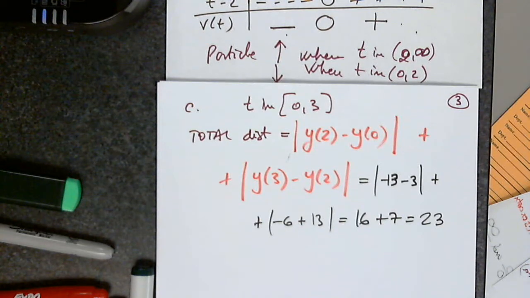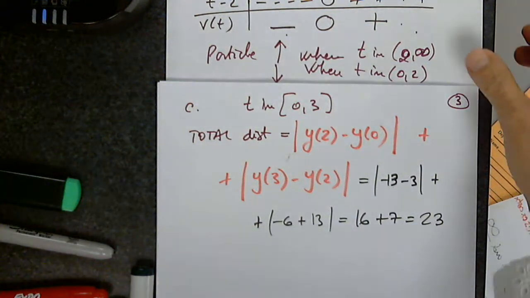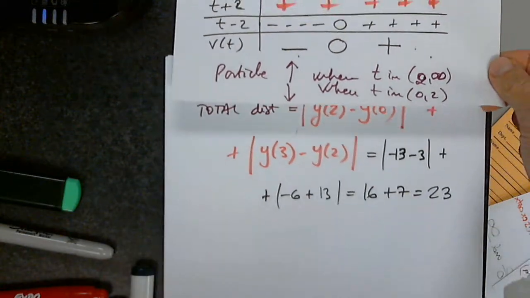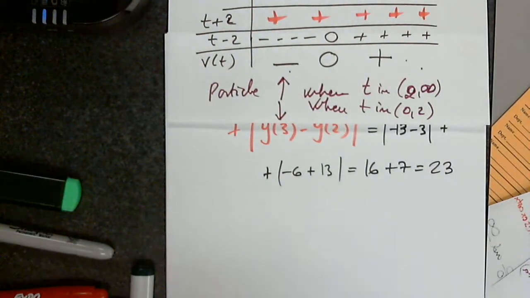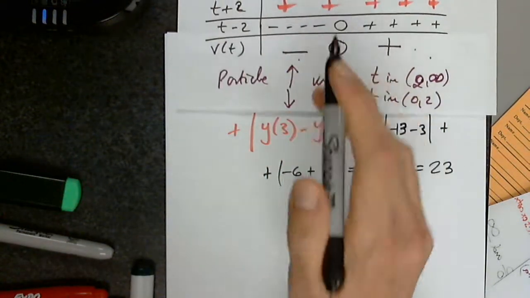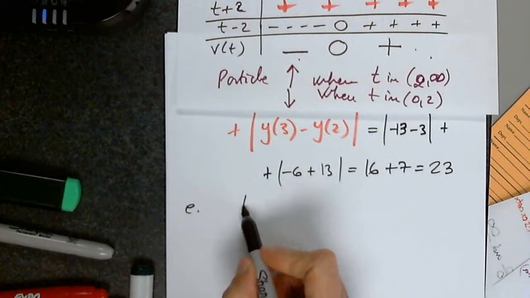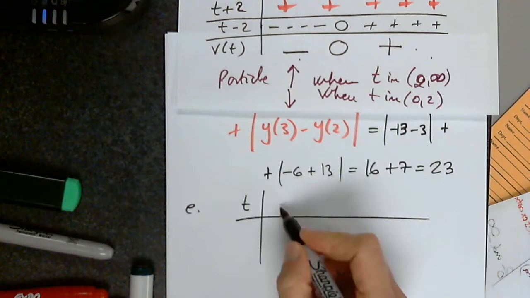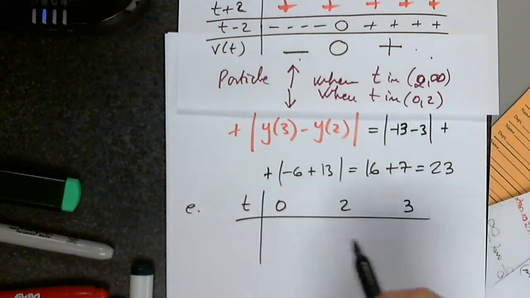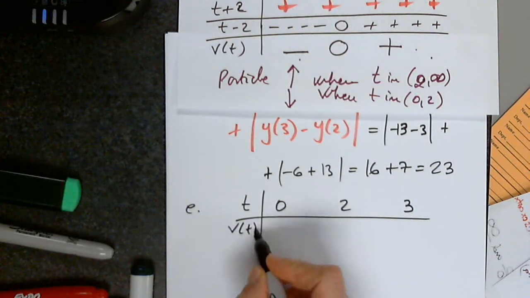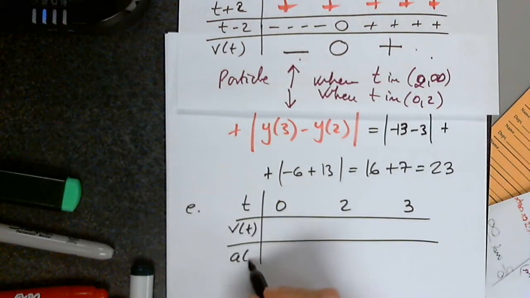Graph the position, velocity, and acceleration functions on 0 to 3. We can. We'll do it in a minute with the graphing calculator. When is the particle speeding up and when is it slowing down? Okay. So if you remember what we did last time with the same type of problem. So this was CDE. So I had t, 0, 2, and 3. I had the velocity and the acceleration.